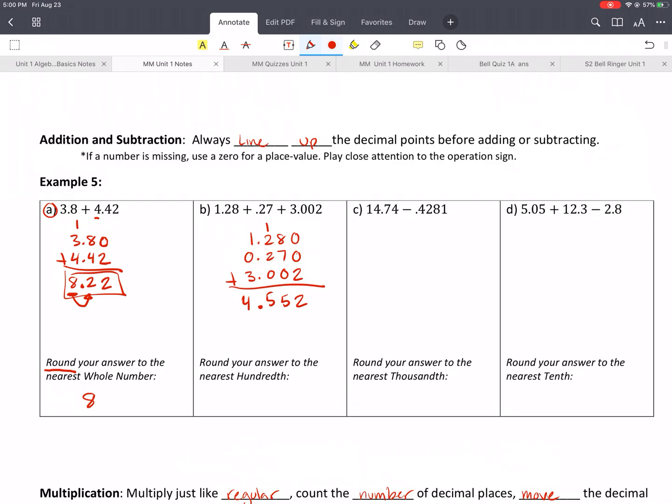All right, and then it says round to the nearest hundredths. So here's tenths, here's hundredths. Look to the right, it's less than 5, so we'll round down, 4.55.